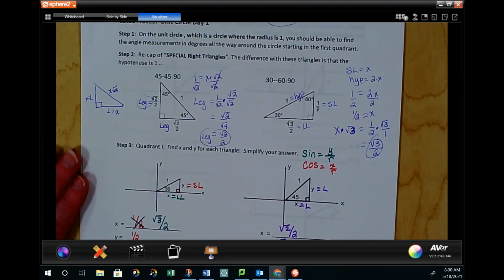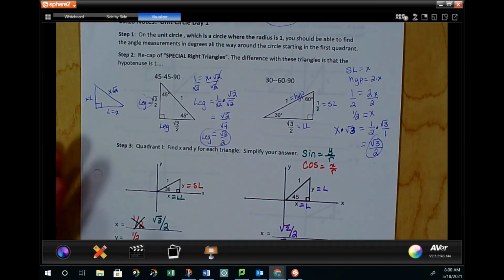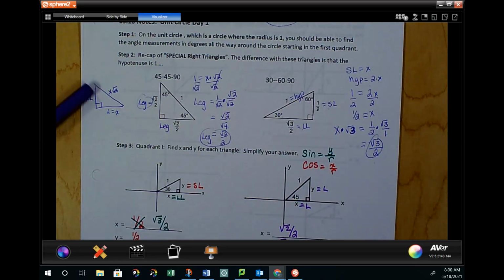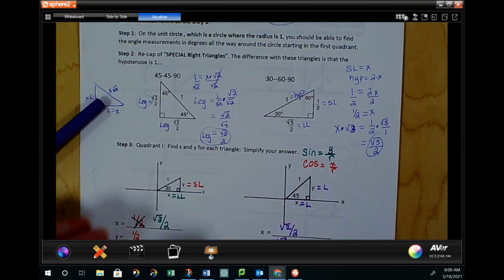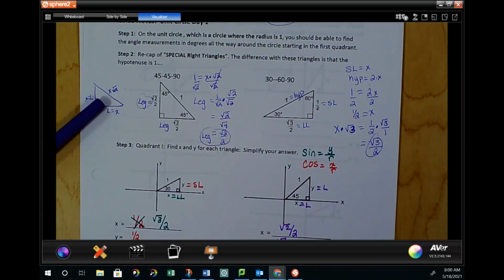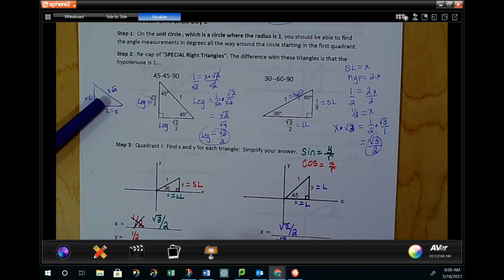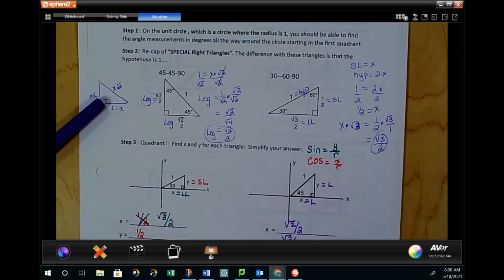And then I've got 60 degrees. So for this 60 degrees, this y is my long leg, because it's opposite the 60 degrees. So that y is the square root of 3 over 2. And then my x is my short leg, and my short leg is going to be 1/2.